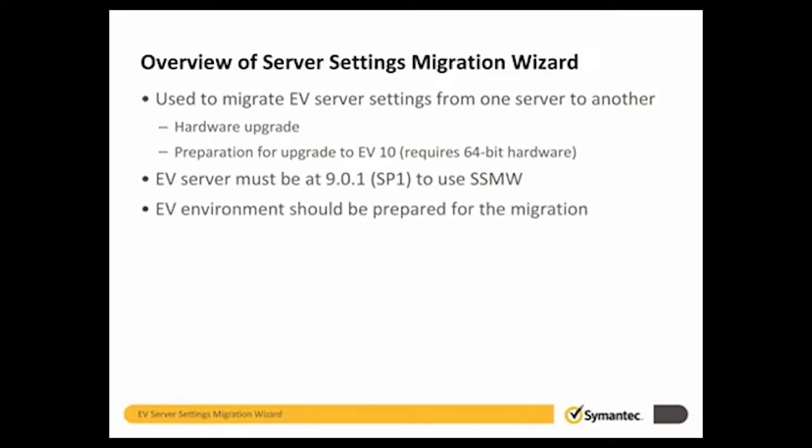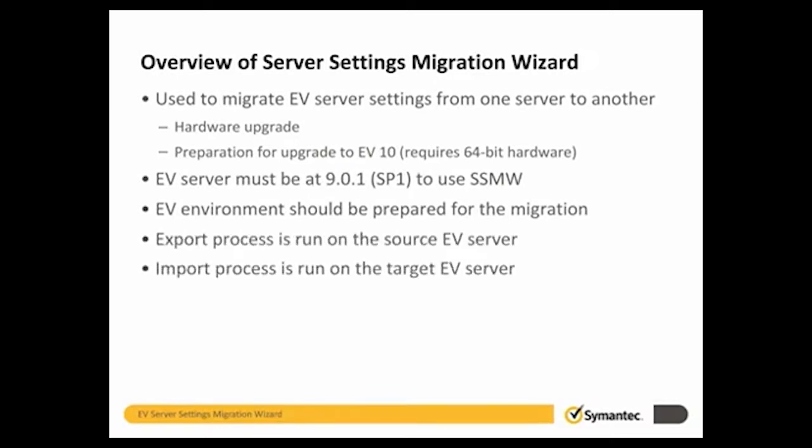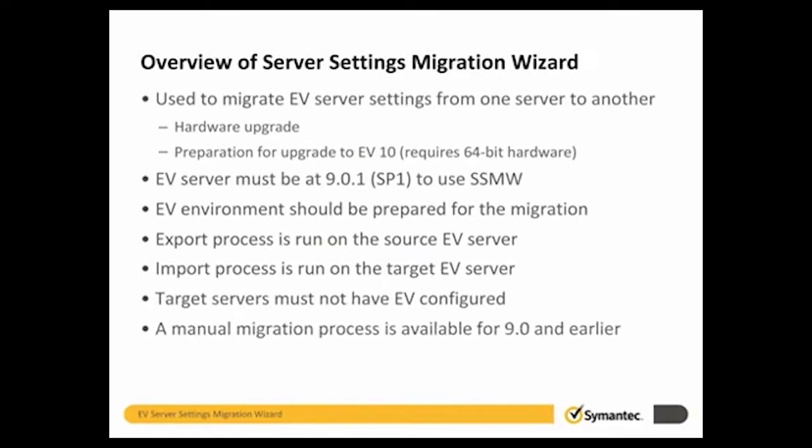The environment should be prepared to run the migration before beginning. An export is performed on the source EV server, and an import is performed on the target EV server, which should have EV installed but not yet configured. For servers using an earlier version of EV, there is a manual migration process.